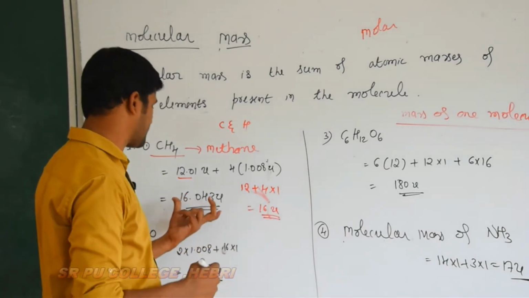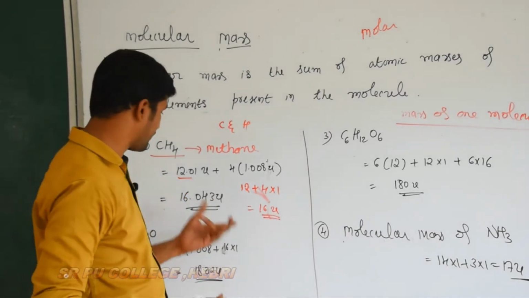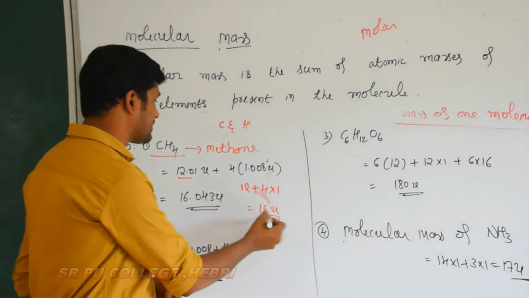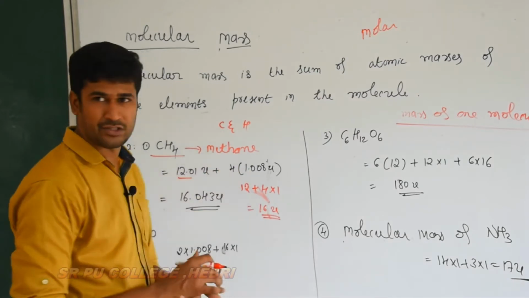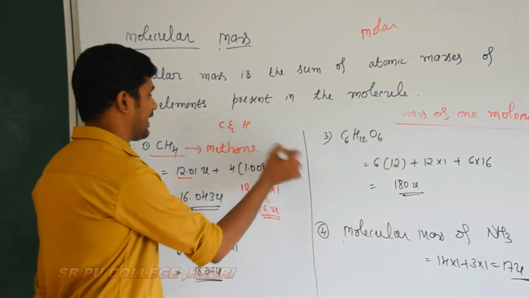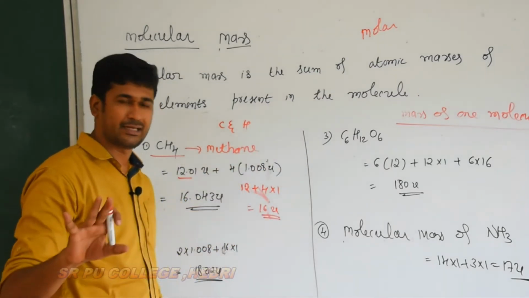If you write 16.0434 also, that is correct. 16 is also correct. No need to take 12.01 and 1.008. Simply you can take 12 and 1. Nothing will happen, you will get the marks.